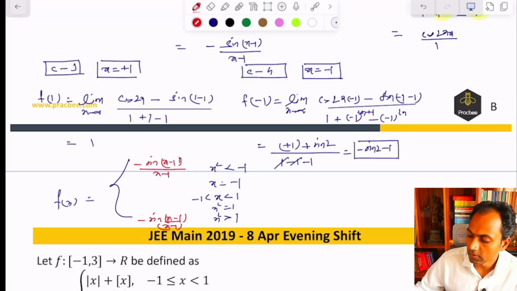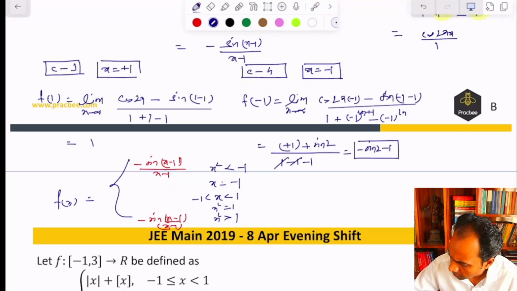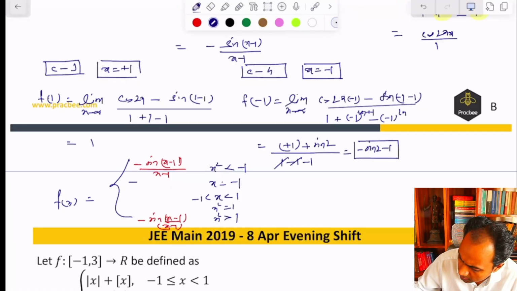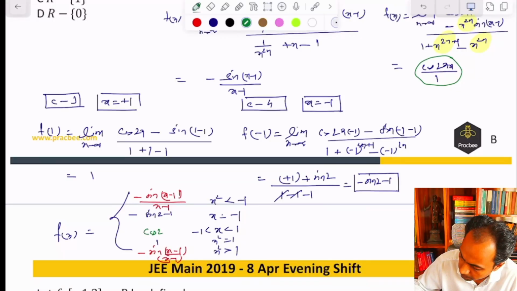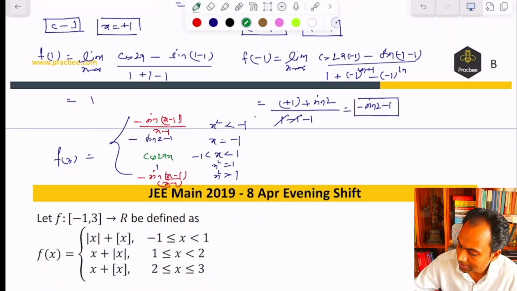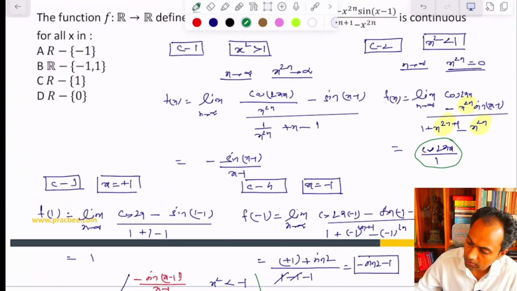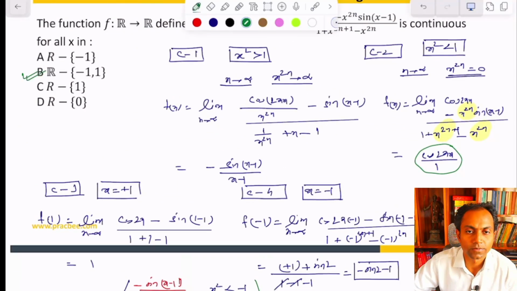Wherein when x becomes -1, the value was minus sine 2 minus 1. And at 1, we figured out it is equal to 1. And in between, we figured out the value was equal to cos 2 pi x by pi. Now here, you can clearly check and understand that the discontinuity is clearly happening at -1 and 1. So option B in this case comes out to be correct.